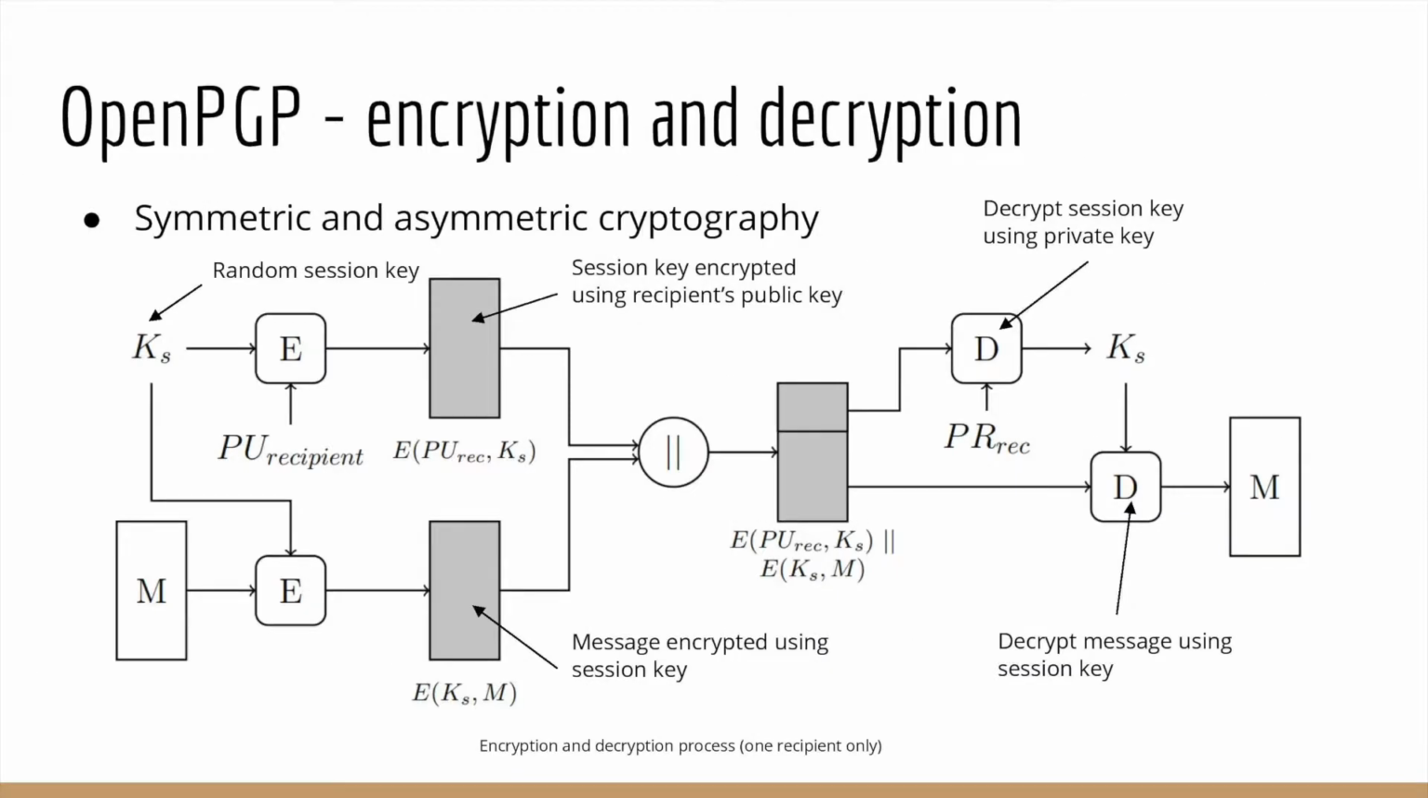The OpenPGP encryption and decryption steps can be seen in this diagram. To send an encrypted message, the message is encrypted using a random one-use session key and is sent along with the encrypted session key, which is encrypted using the recipient's public key, to the recipient. The recipient decrypts the encrypted message by first decrypting the session key using their private key before using the session key to decrypt the message.